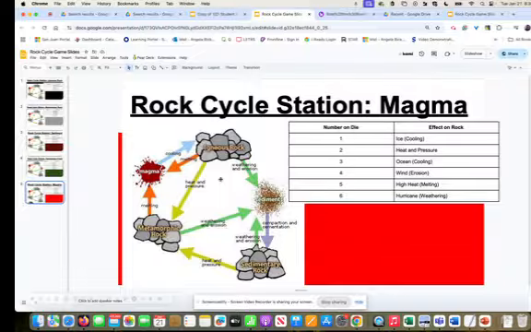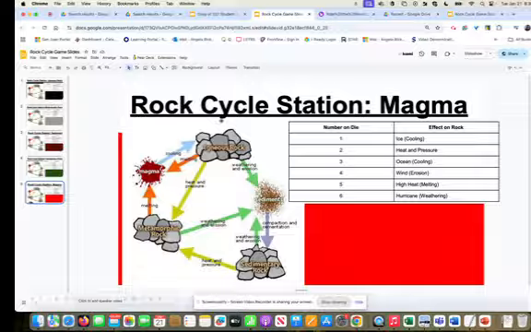And let's say I rolled the die. Now, I am magma currently. And I roll and I get heat and pressure. Well, let's think. If magma, that's liquid rock, experiences more heat and pressure, it's still going to stay as magma. So I could write that line down that I'm still magma and then I could roll again.